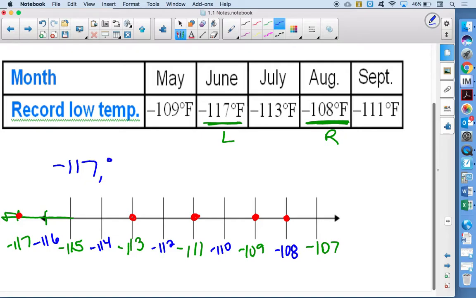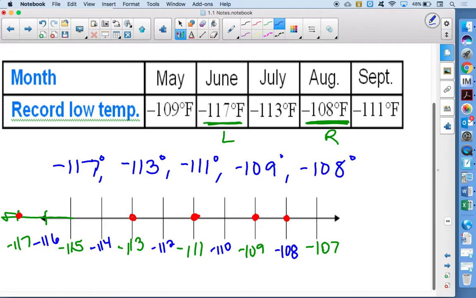So make sure you're doing this. It's the other thing that they're asking you to do with the problem. So I have negative 117, and then I have a point at negative 113, a point at negative 111, negative 109, and negative 108. So it's a two-part problem. We're putting points on the number line, and then we're also rating them from least to greatest. Does anyone have questions?